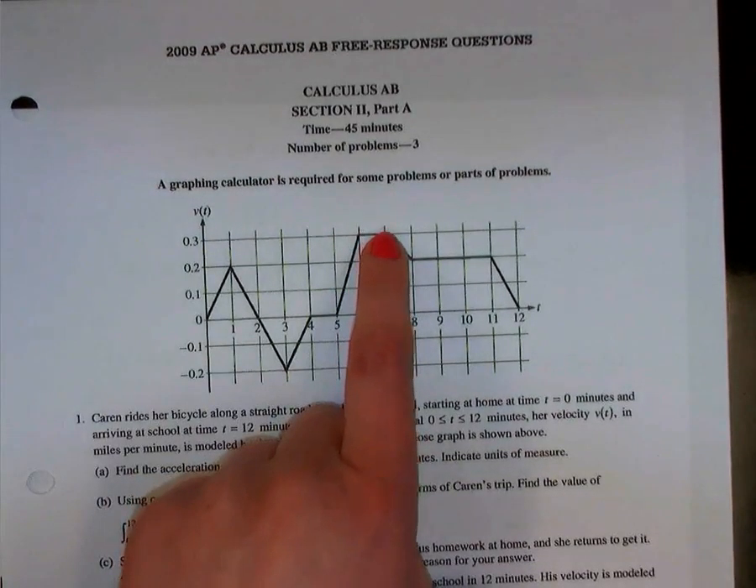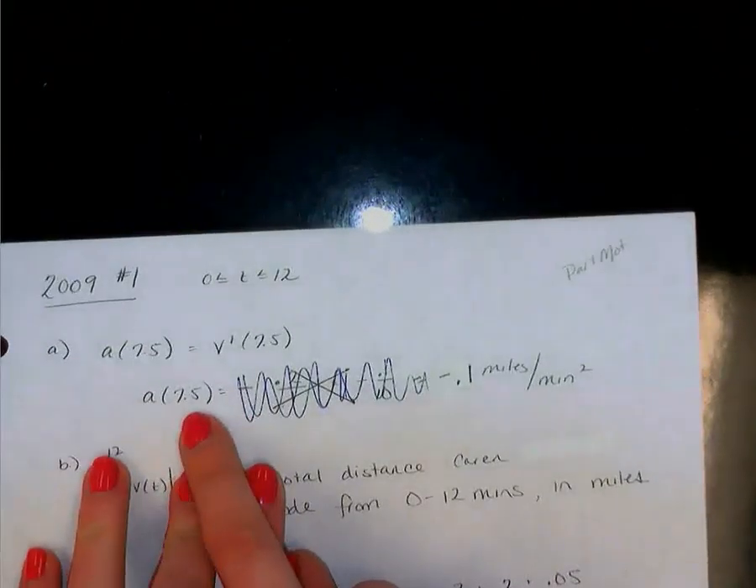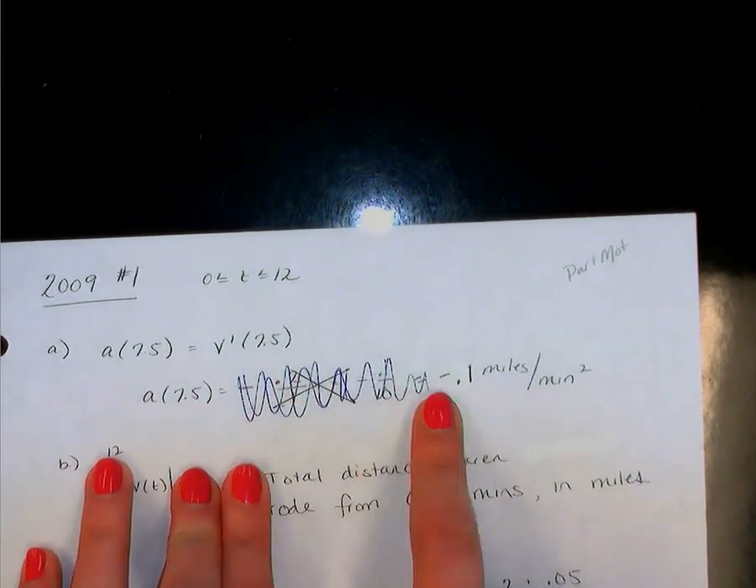I'm going down 0.1 over 1. So for part A, acceleration at 7.5 is negative 0.1 miles per minute squared. Be careful, I had a problem with the units on the y-axis, so watch out for that.